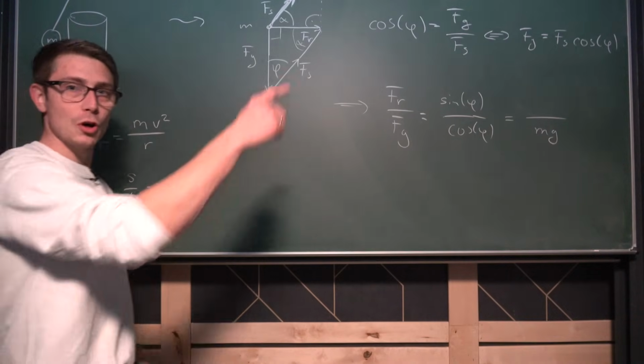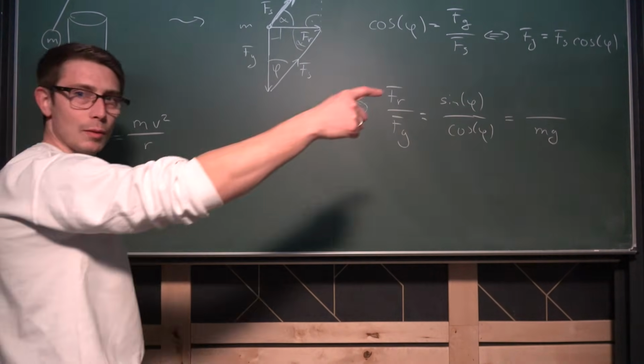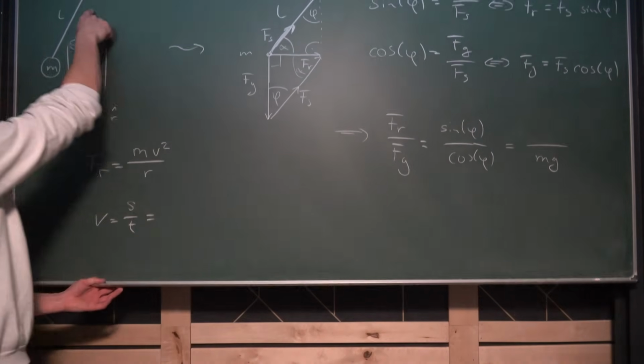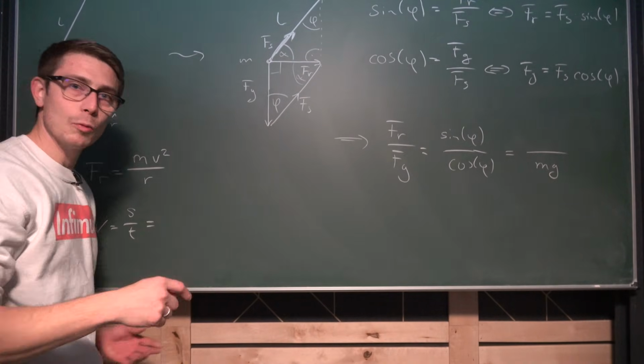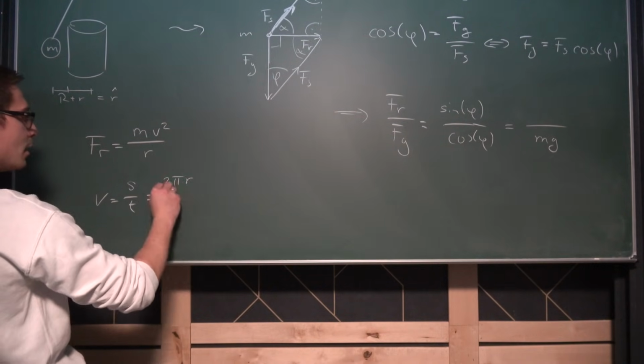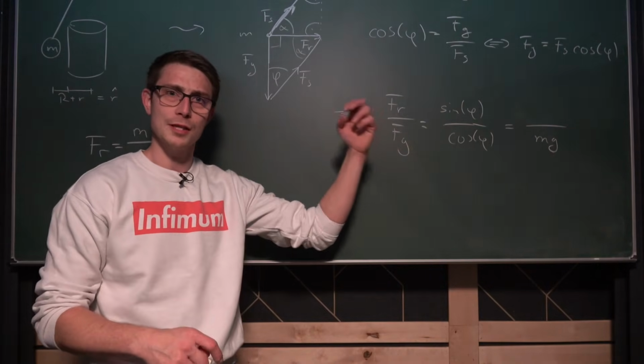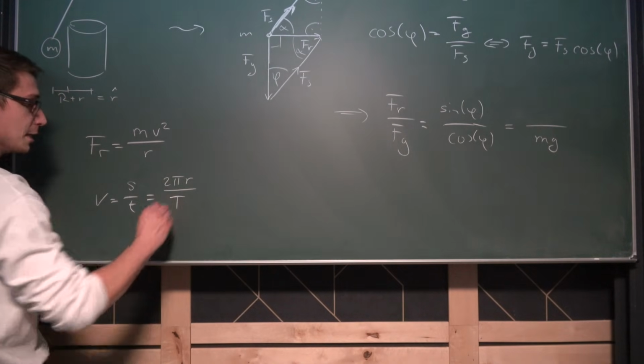Now, if we were to go in an entire circle, what is the distance that our movement is going to make? So in this problem, an entire circle, well, it's going to be the circumference of the circle. So 2 times pi times r divided by, and how long does it take to get around once? It's just the period time, capital T.